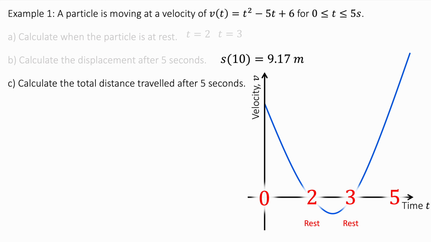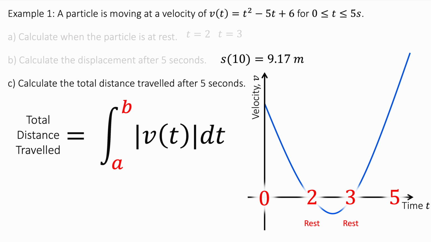Finally, let's calculate the total distance travelled after 5 seconds. Here, I'll show you the long way, and then we'll realise it's a bit too long, so we'll do it on the calculator. We're going to work out the total distance travelled, and to do this, we're going to integrate the velocity, making the velocity always positive.